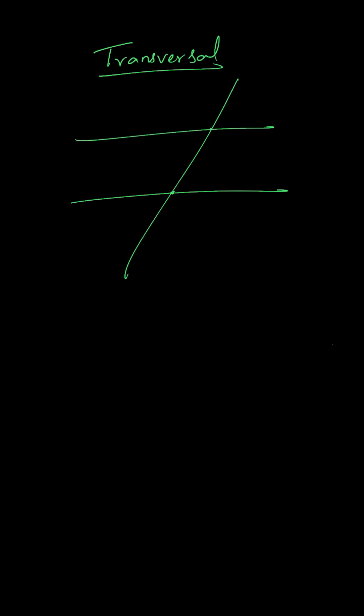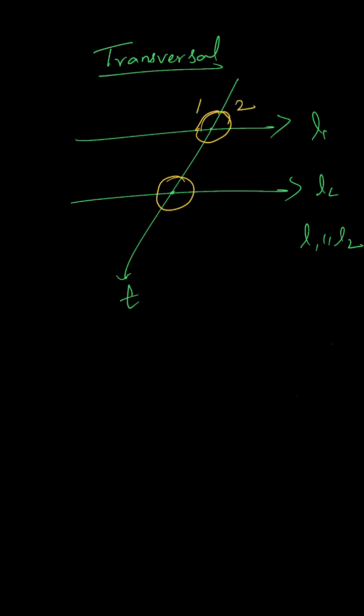So what are the conditions to be followed here? These lines are L1 and L2. L1 is parallel to L2. T is a transversal. First I am going to define the conditions. Write down the angle names 1, 2, 3, 4, 5, 6, 7 and 8. Now we check the conditions.